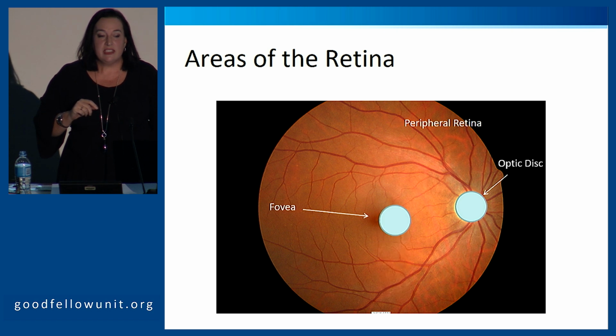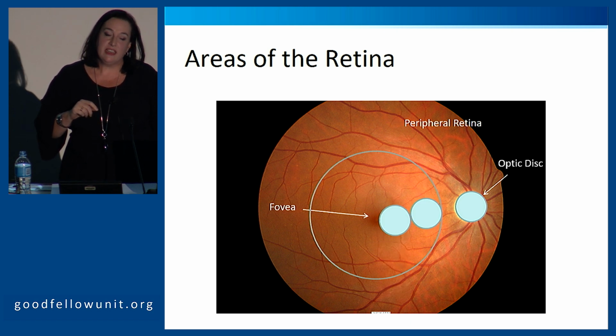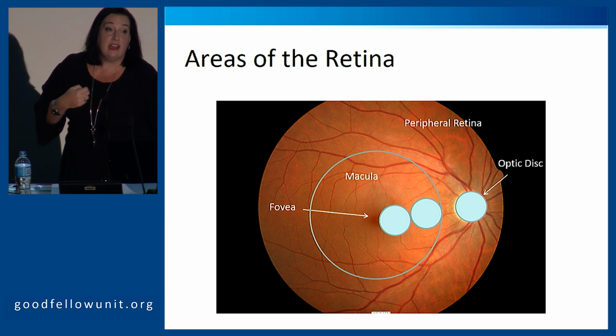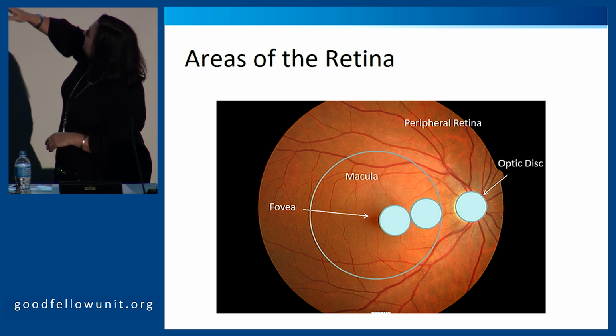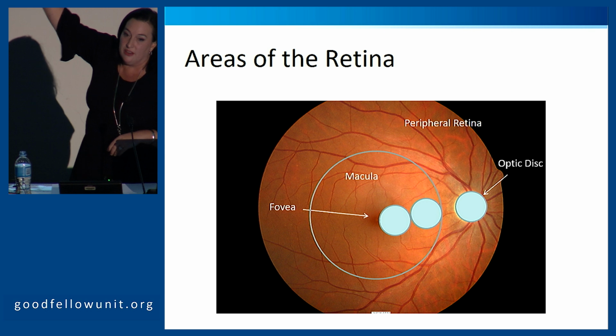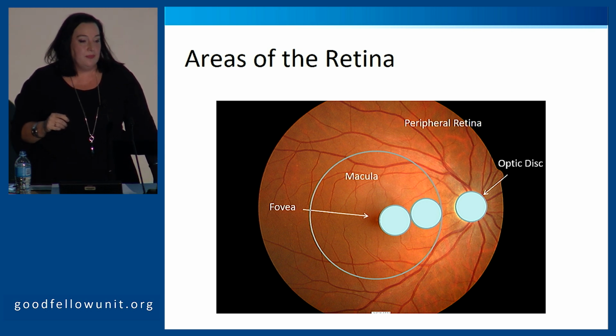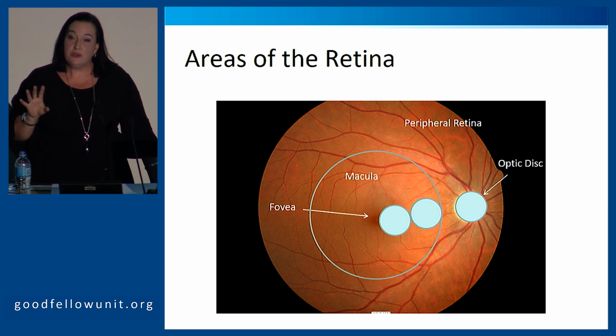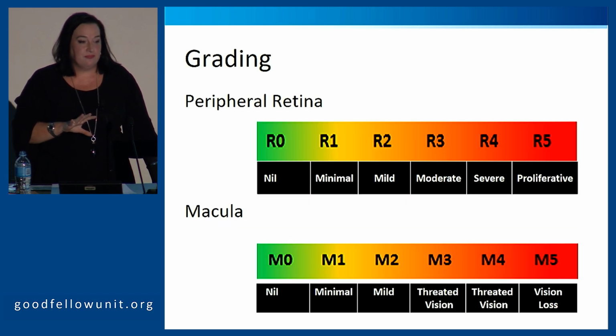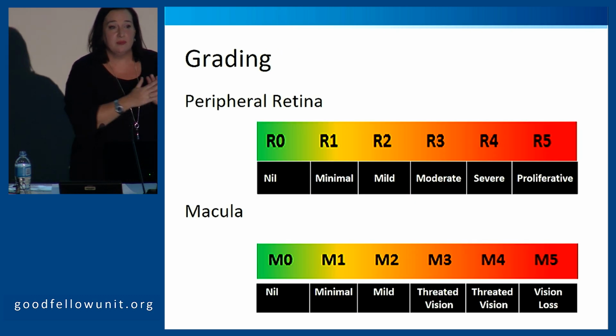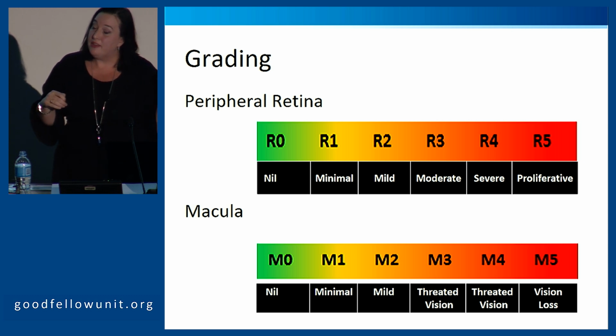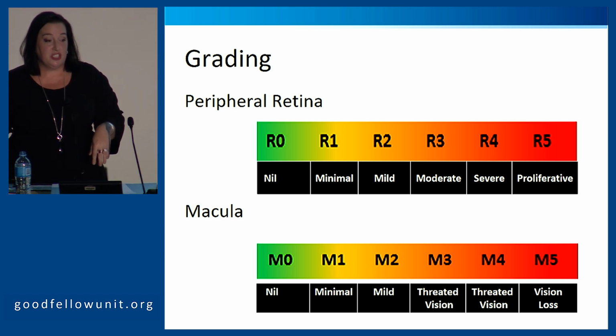So the centre of the eye is the fovea. The macula is defined as an area which is 2 disc diameters from the centre of the fovea, and it's bounded by the inferior and superior arcades. So that is the blood vessels that go inferior and superiorly, all right? So when we're grading, each eye has 2 grades, a peripheral retina grade and a macular grade. Grading goes from 0 to 5, where 0 is nothing and 5 is end-stage vision loss.